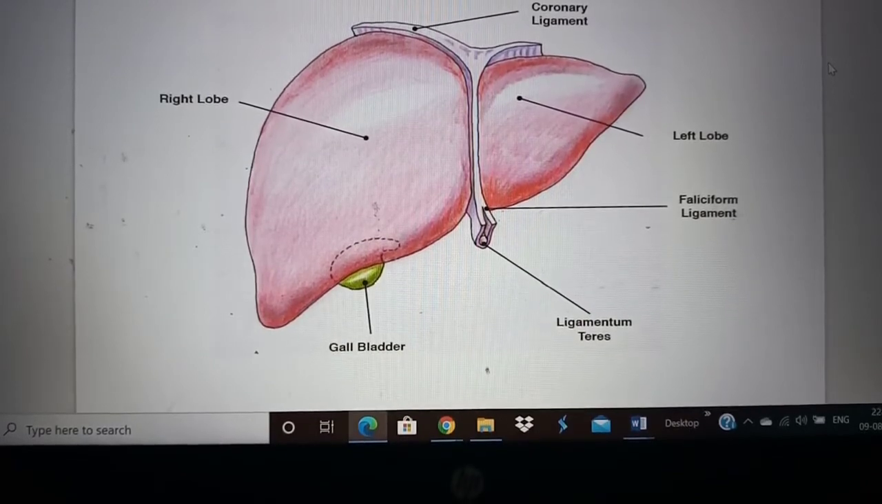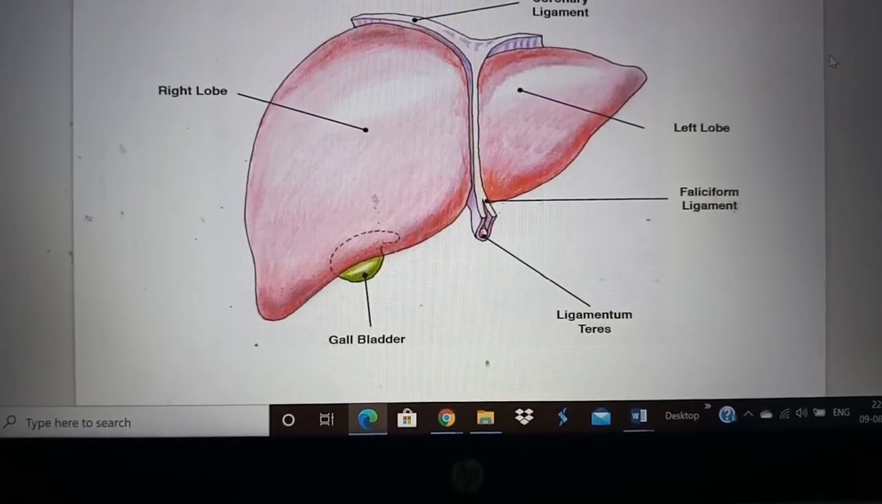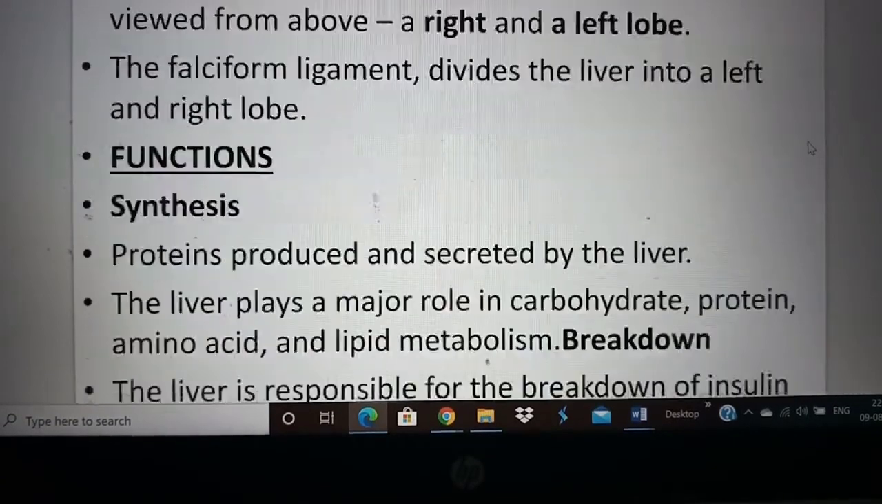Now we'll go on. So this is about the liver. Now we'll go on to the gallbladder.